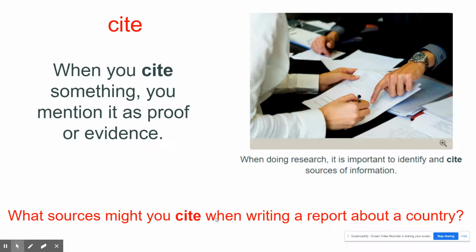What sources might you cite when writing a report about a country? Also, when we're answering our text-dependent questions using the RACE strategy, you are citing your evidence. When you're answering a question and then you give evidence to back it up, that is called citing.